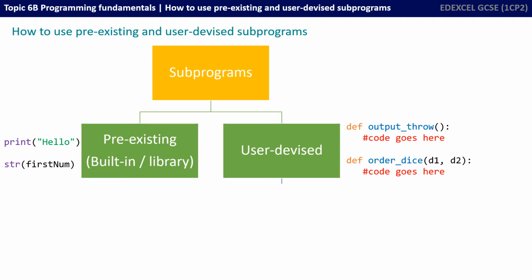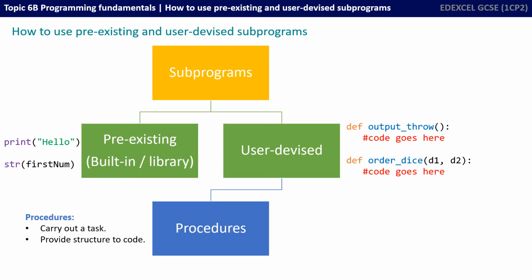You're also able to write your own. You write your own subprogram by starting with the word def, followed by the name you want to give it. You then supply in brackets either 0 or more parameters. So in the first example, we've defined a subprogram called output_throw. It takes in no parameters, but will run the code. The second one is called order_dice. It takes in 2 parameters, D1 and D2, and again the code is then indented that you write inside.